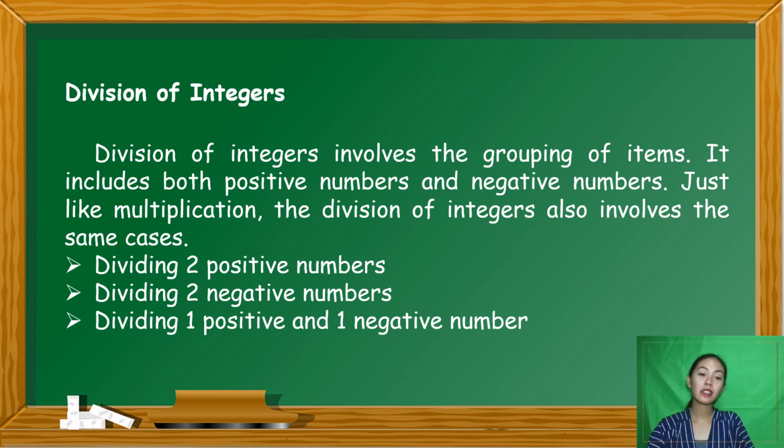First case is we will divide two positive numbers: positive divided by positive. Next case is we will divide two negative numbers, so we have negative divided by negative. And for the last case, dividing one positive and one negative number. So it can be positive divided by negative or negative divided by positive.